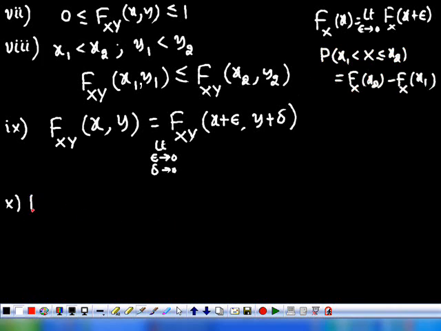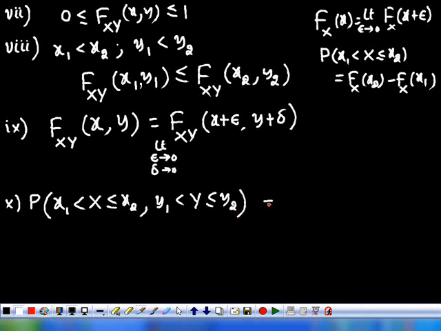Now, what is the probability of x1 less than x less than or equivalent to x2 and y1 less than y less than or equivalent to y2? What does that mean? It is a joint event. So random variable x is lying in between x1 and x2, y is lying in between y1 and y2. This is an important property.